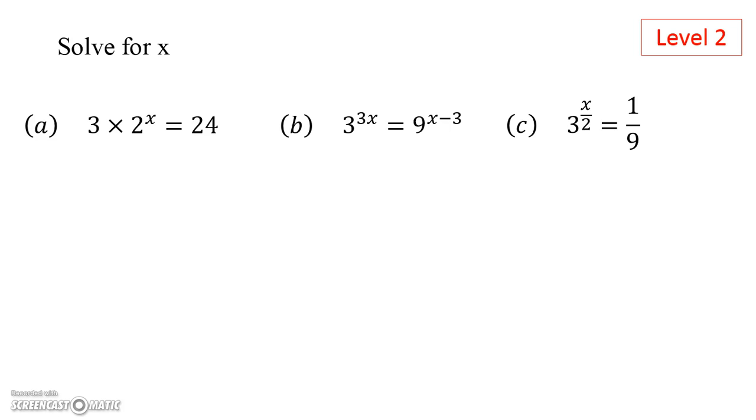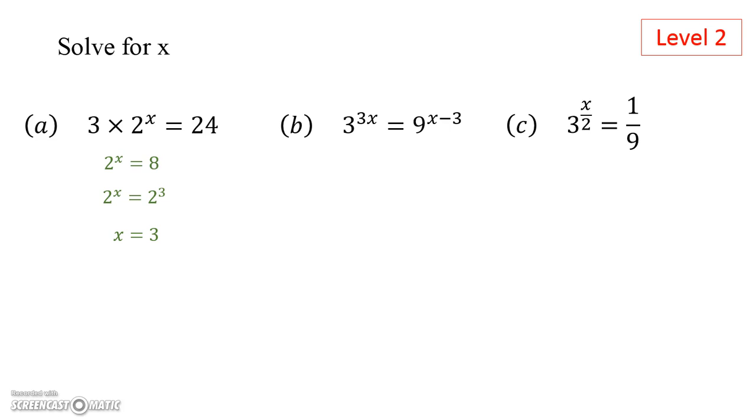Okay. With this first, pause the video, have a go, see if you can work it out. Then check your answers. Okay, question A. First thing we've got to do is get rid of this 3. Divide both sides by 3. Now you've got 2 to the x equals 8. Now it's just what we had before, so you know how to do that.